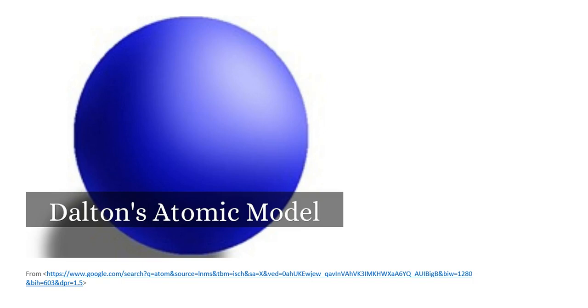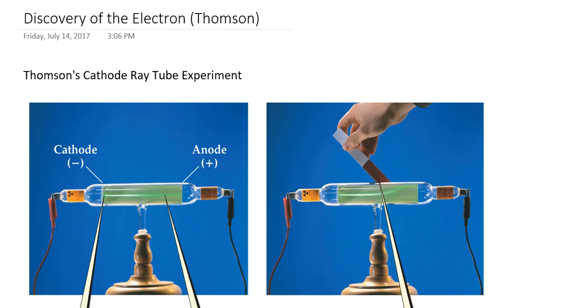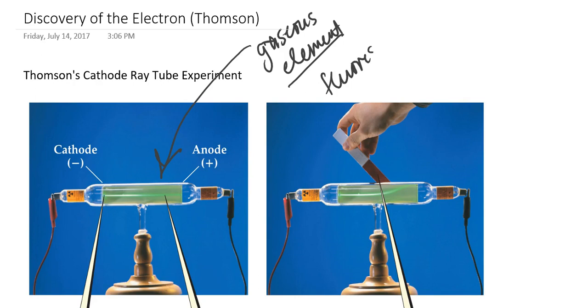Now, from Dalton's conception of this spherical particle that he called the atom, we have the work of Thomson. Thomson carried out this cathode ray experiment. The important observations to note about the cathode ray experiment is that these cathode ray tubes are actually filled with a sample of a gaseous element. They're also coated with a fluorescent coating.